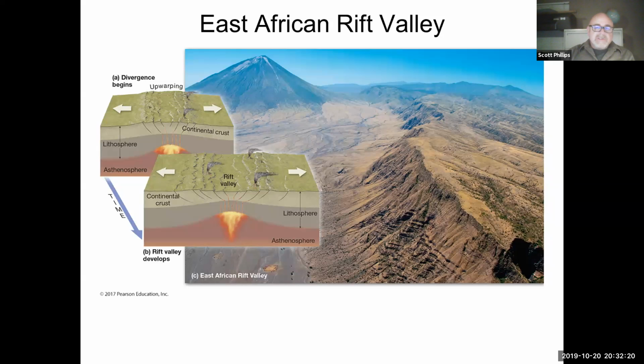Here's an image from a physical geography textbook showing the East African Rift Valley. In a rift valley, rather than plates being pushed together, plates are being pulled apart. And this creates a widening rift where the land will actually drop in elevation, forming a linear low area called a rift valley.